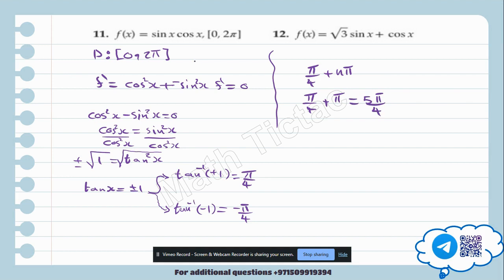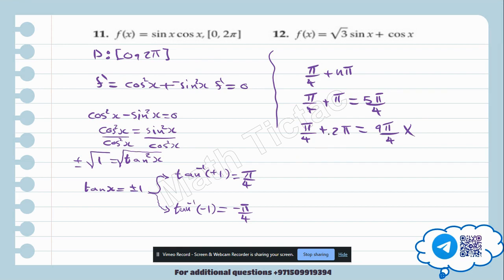And this is included in my domain, which is 0 to 2 pi, because the 5 pi over 4 is inside this interval. Now I'll try to add 1 also. So pi over 4 plus 2 pi, which is equal to, in here, 5 pi over 4 plus 4, so which is going to be 9 pi over 4, and this angle is not included in my domain because it will be greater than 2 pi, so I'm not going to accept that.